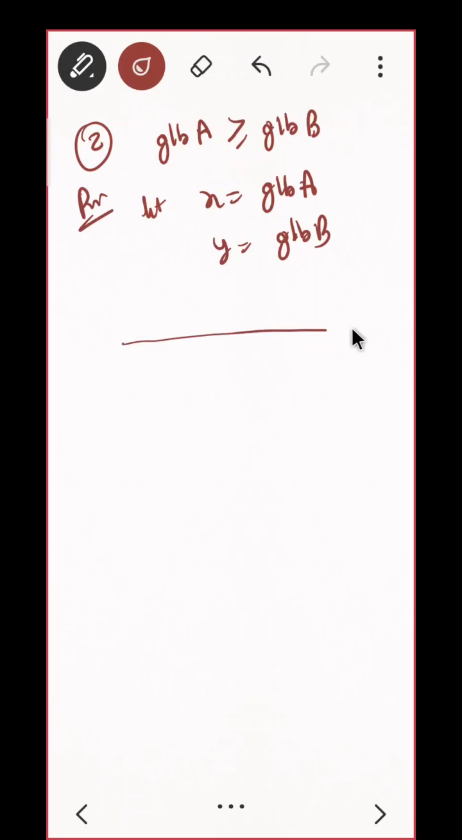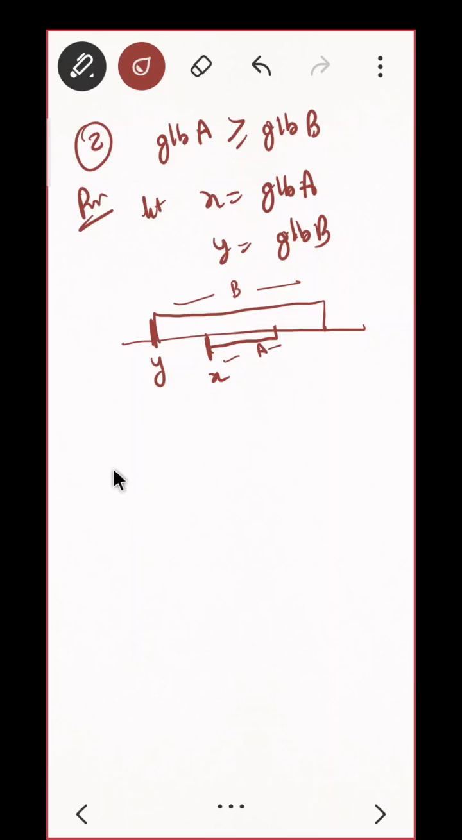Now what will I draw? I will draw set A somewhere here and set B somewhere here. What can you observe? Where will the GLB of this come? Here will be your x. This is set A and this is set B. And where will the GLB of B come? It will be somewhere here. What do you observe? We are talking about lower bound. Yes, y is the greatest lower bound of B, that is fine. But is y something of A? Do you see some relation of y with the set A? Lower bound, very nice.